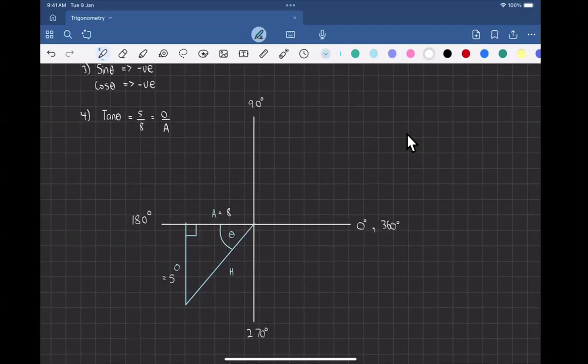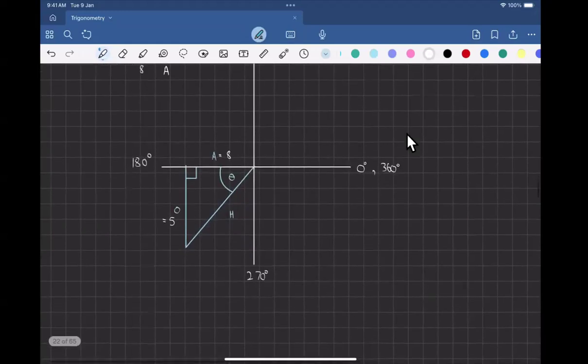If I need to figure out sine and cos, what do I need to figure out? Sine is opposite over hypotenuse and cos is adjacent over hypotenuse. So I need to figure out the hypotenuse. I have two lengths, 8 and 5, and I can figure out the hypotenuse using Pythagoras theorem.